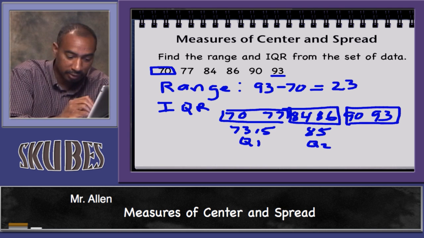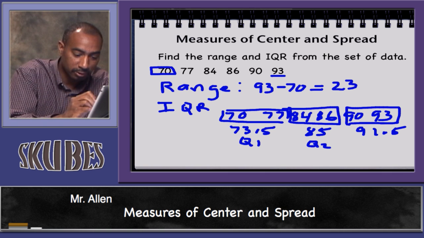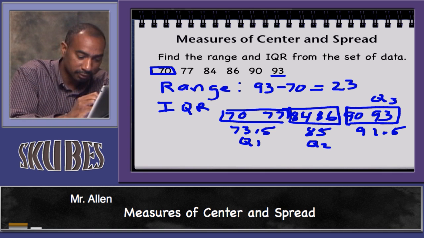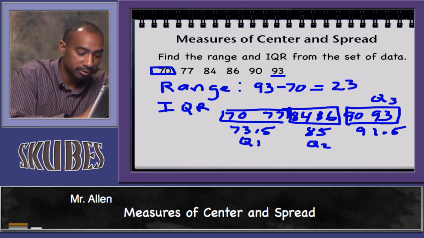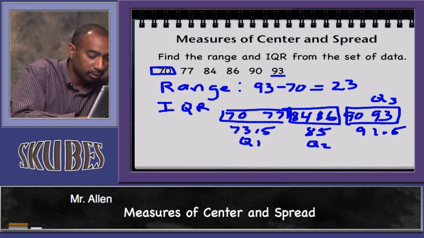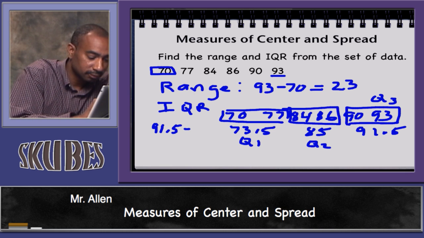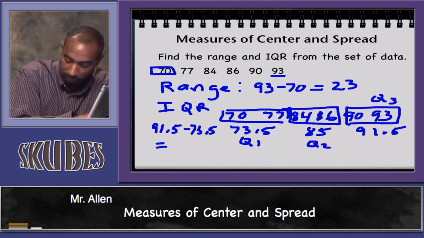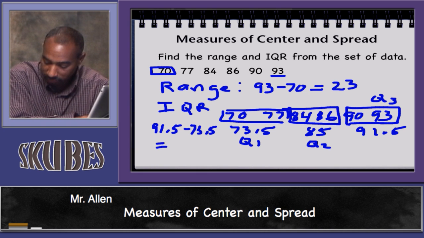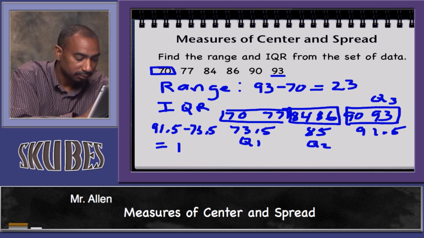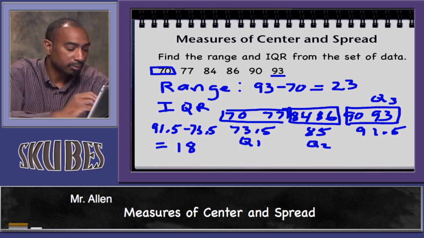And when you do that, you're going to get 91.5. And you want to subtract the third quartile. This is our third quartile. This is our second and our first. So IQR is going to be 91.5 minus the first quartile, so minus 73.5. And when you do that, you're going to wind up with 18. It's our IQR.